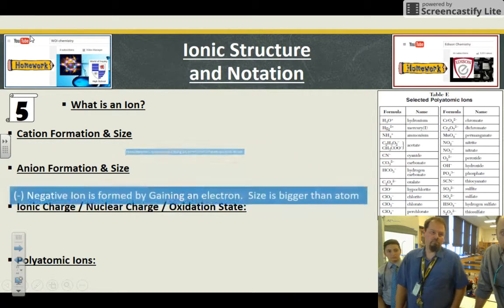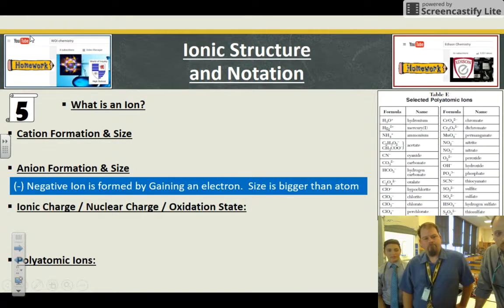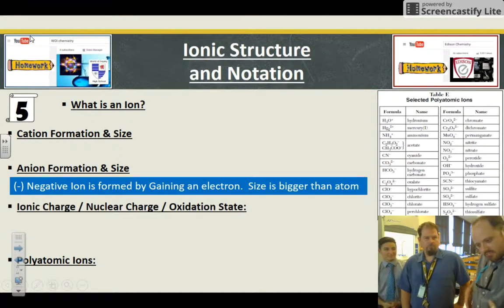For anion, that first N can remind you of negative. That's when you're gaining electrons, so you're becoming more negative, and the size is getting bigger. The size of the atom, if I slap on a few extra pounds, I'll get bigger. Slap on a few electrons, you'll get bigger too.